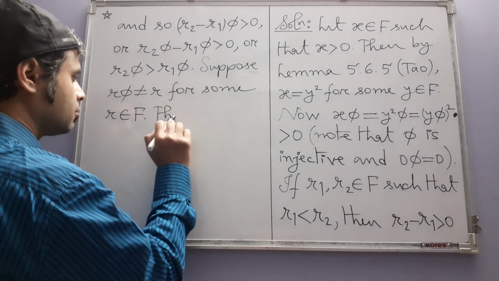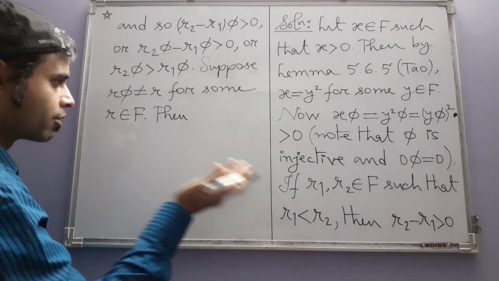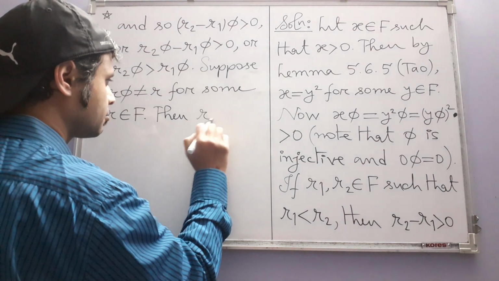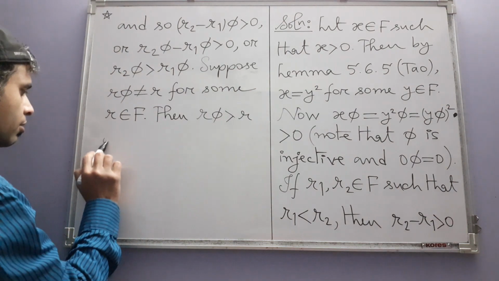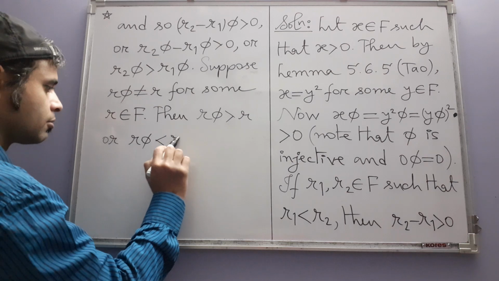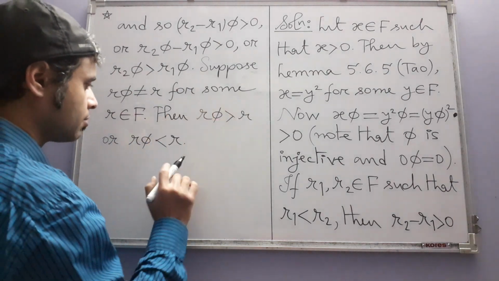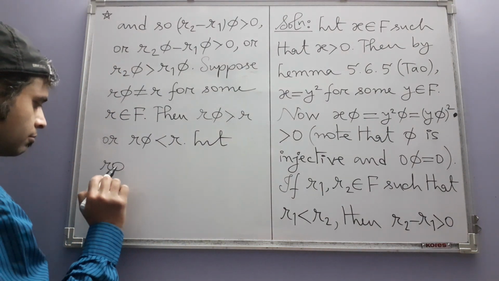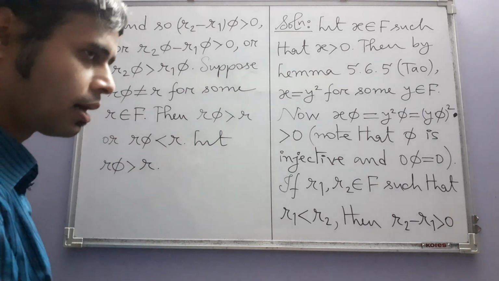Then, by the trichotomy property of the ordinary order relation on the system of real numbers, if this is the case, then either this is greater than R or less than R. Let's choose any one of these inequalities, say this one. Let R phi be greater than R. Okay.